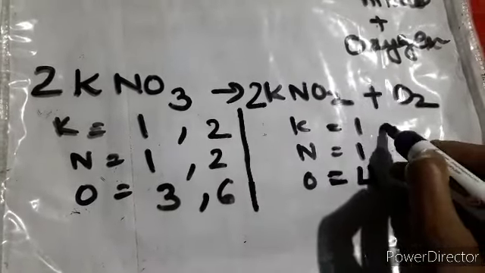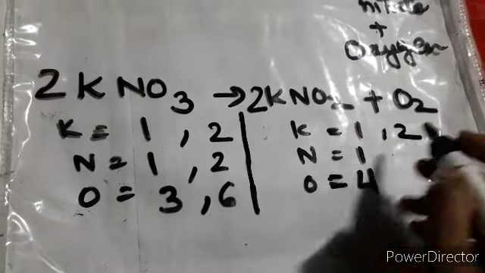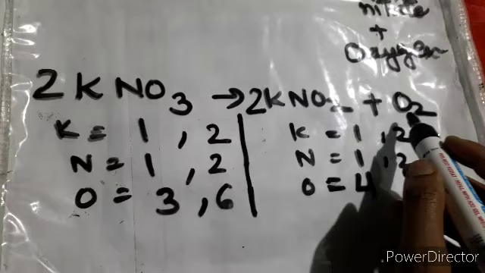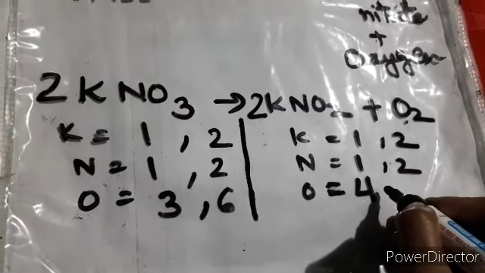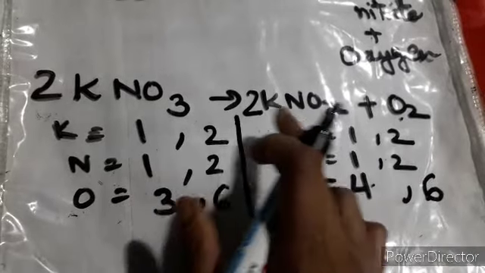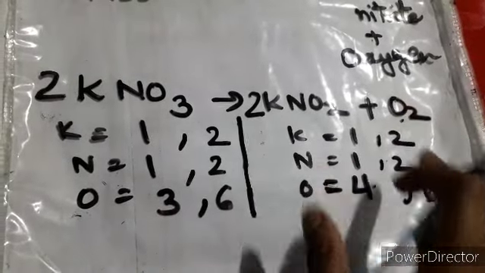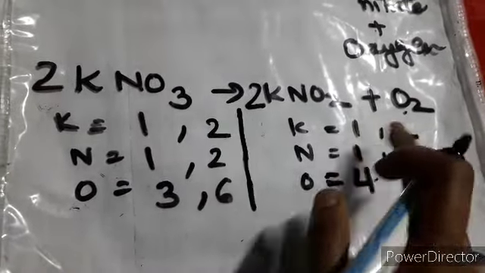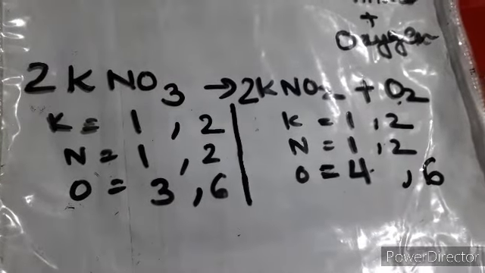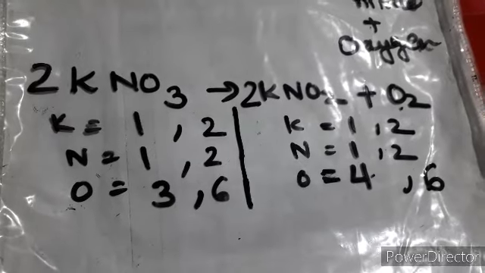K, 2 ones are 2, 2 ones are 2. Now 2 twos are 4, and 2 more oxygens are there. So 4 plus 2 is how much? Now it is 6. Now let's focus. I don't think there is a need to balance oxygen separately. 2, 2, 2 here and 6 here. So this is the best way to balance it, and you can leave your oxygen like that only.